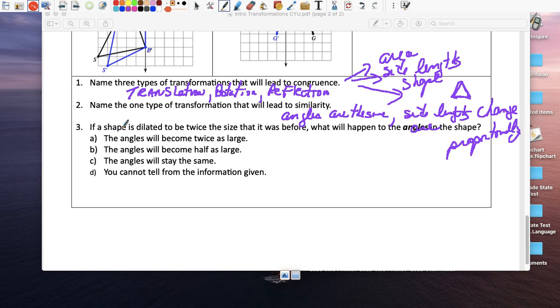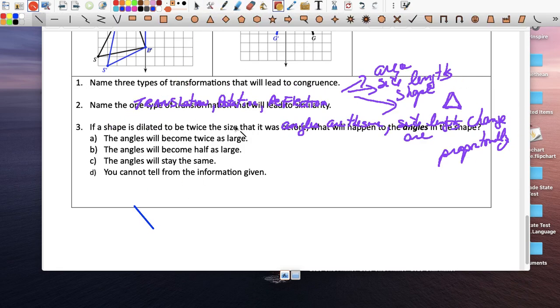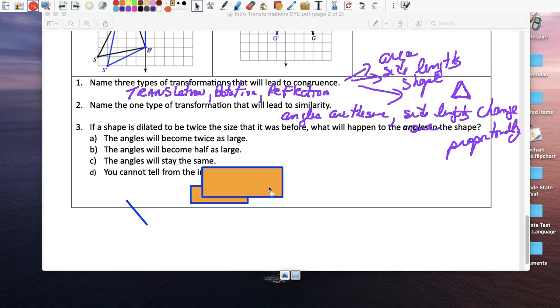Now let's look at the question. If the shape is dilated to, well, let's pick a shape. Oops, not that shape. So imagine there's a shape, this shape, and you dilate it, and you became twice the size. Look there. I hope I'm right. Yeah, twice the size. What will happen? Well, the angles will be twice as large. Well, this is a 90-degree angle. I just made it twice as big.